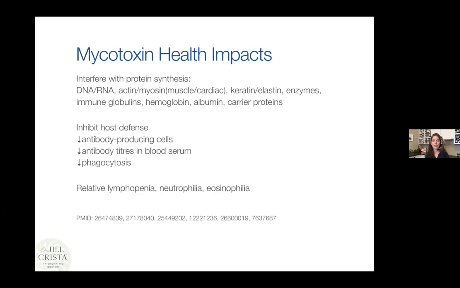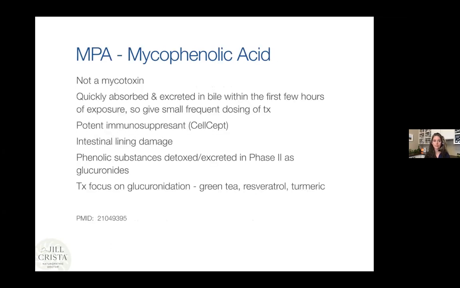They inhibit host defense by reducing antibody-producing cells and antibody titers in blood serum, so they can disrupt your infection labs, and they reduce phagocytosis, so the cleaning crew, and that's how you can get increased carcinogenesis. We see on a CBC a relative lymphopenia with a neutrophilia, and especially in cases of spore exposure, eosinophilia.